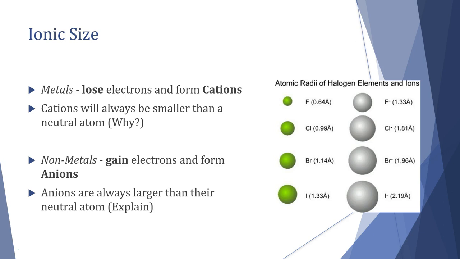We talked about how atomic radius decreases as we move from left to right. It is different, however, for ionic size. For ionic size, we need to consider the nature of the element. Is it a metal? Is it a non-metal? And therefore, will we be gaining electrons or losing electrons when we form an ion? Metals lose electrons to form cations, so they are always smaller than the neutral atom. Non-metals will gain electrons and form anions, so they will always be larger.